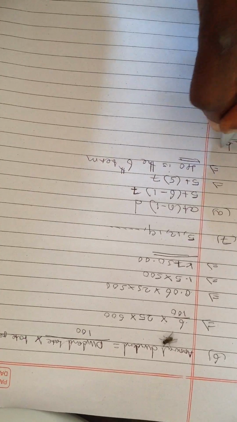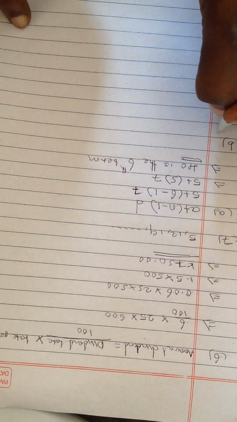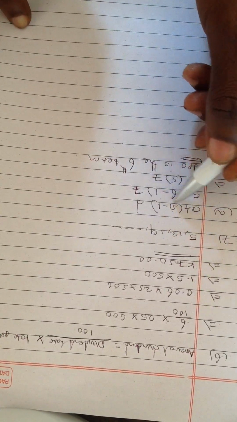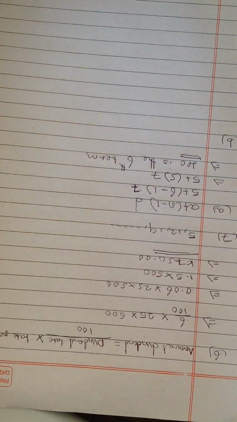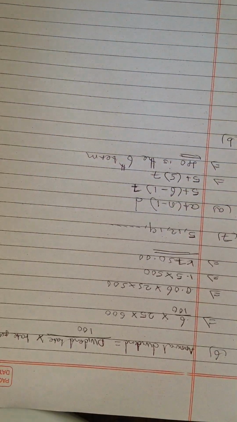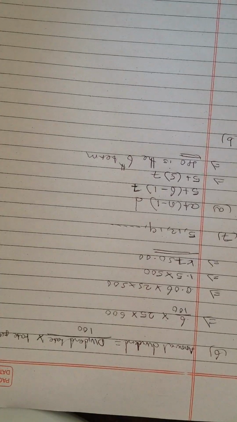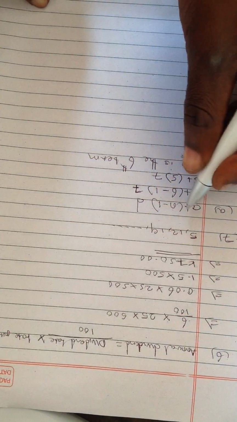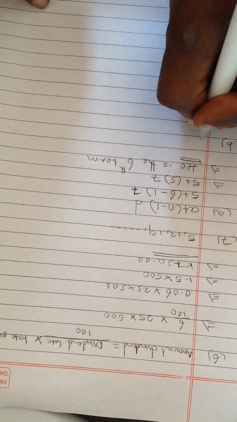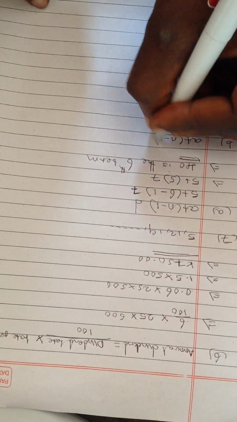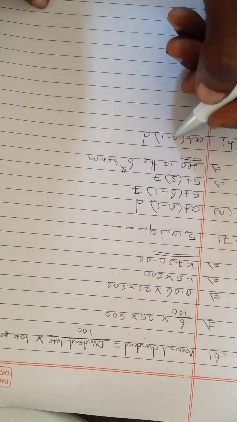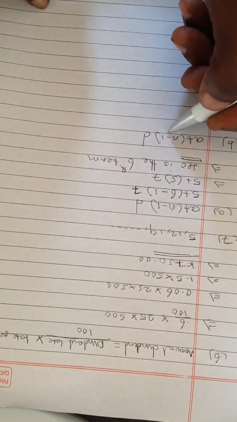Then B, it says find the nth term. So how do you find the nth term? Here they're telling us to come up with a formula that shows how you are supposed to calculate these terms. So this same formula, a plus (n minus 1) d. Here we're not supposed to substitute anything for n, because this is what we're supposed to find.